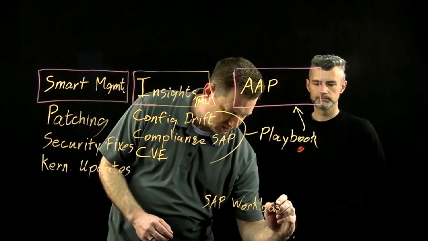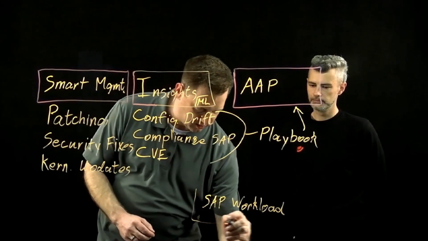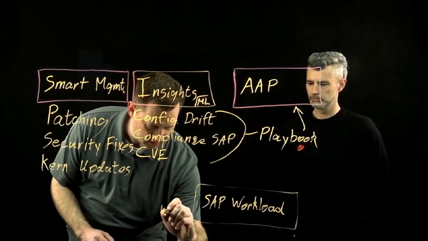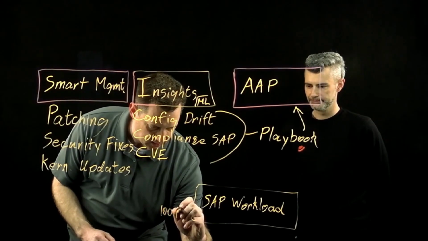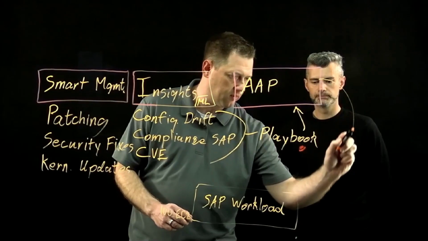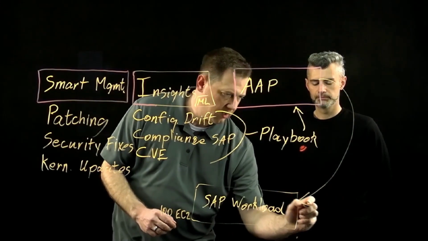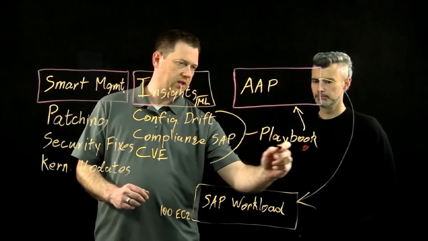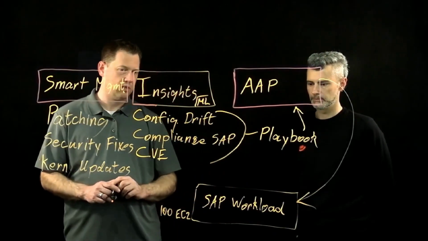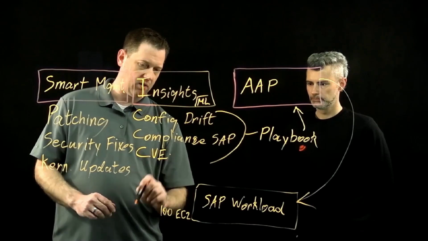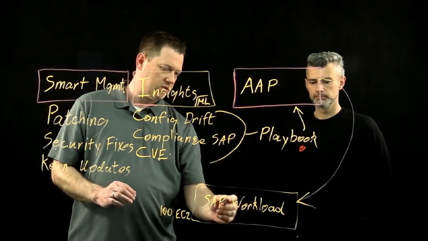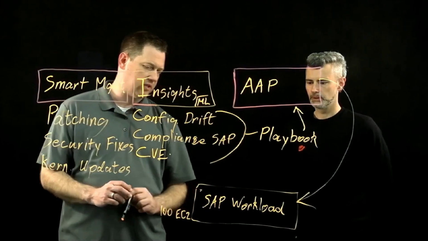And for sake of argument, these are all here. This could be 100 EC2 instances, for example. And this Ansible Automation Platform is going to come down and run this playbook here, which is going to affect all of these instances. So if I have a CVE here that's affecting all of these instances, that playbook is going to apply that fix to all of these instances right here.